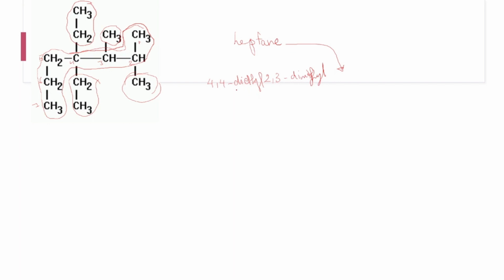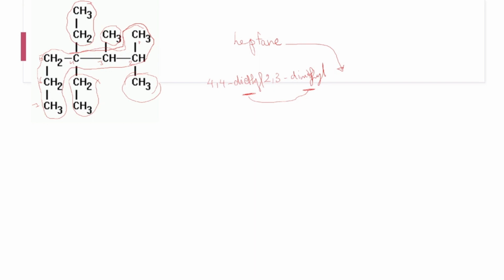Why did I place the diethyl before the dimethyl? Because one of the IUPAC rules is to order the alkyl groups or the substitutions alphabetically. So the E in ethyl comes alphabetically before the M of methyl. So we should put the ethyl first before the methyl. So according to the numbering, if I start from the right hand side here, I will have 4, 4 diethyl, 2, 3 dimethyl heptane.